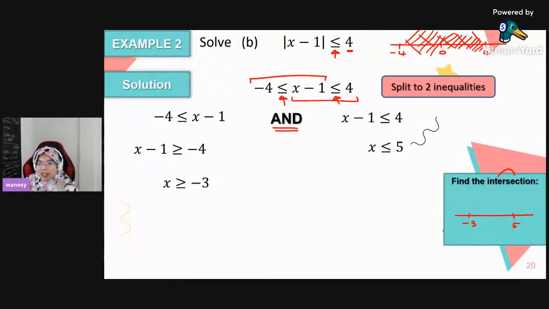Oh, yang ni ke? Number line yang awak kata nak cari tu lah. Okay, greater than or equal to -3, less than or equal to 5. So this is the region.